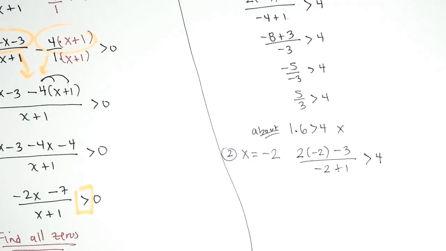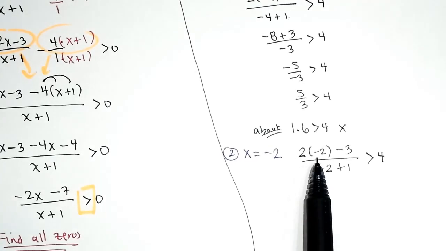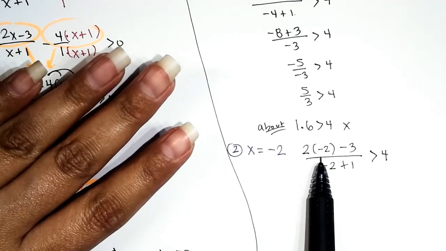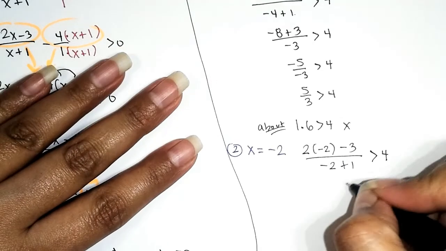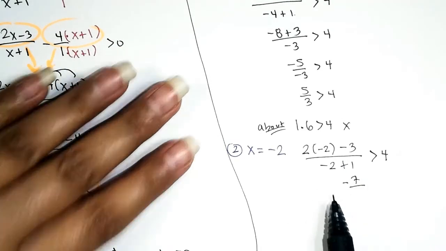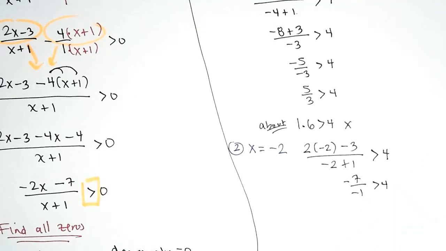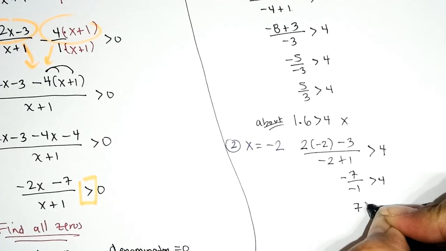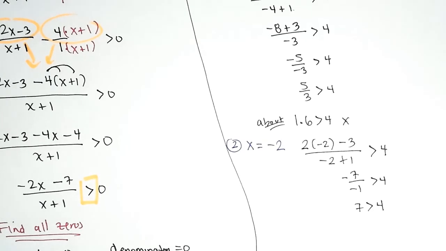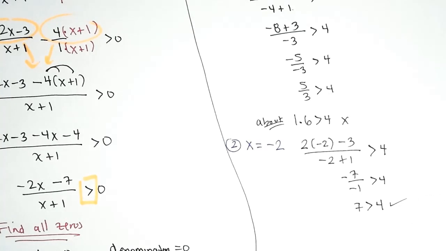I want to do some mental math. The product of 2 and -2 is -4, and -4 minus 3 is -7. -2 plus 1 is -1. The quotient of -7 and -1 is 7. So the question I want to ask myself is: is 7 greater than 4? And the answer is yes, 7 is greater than 4. So check it out. Since our test value is a solution, that means that all the numbers in this interval are also going to be a solution.